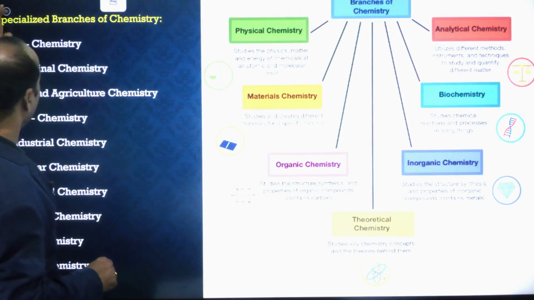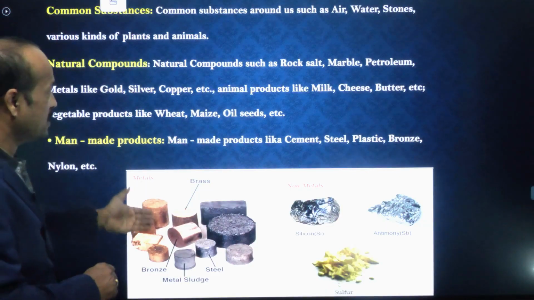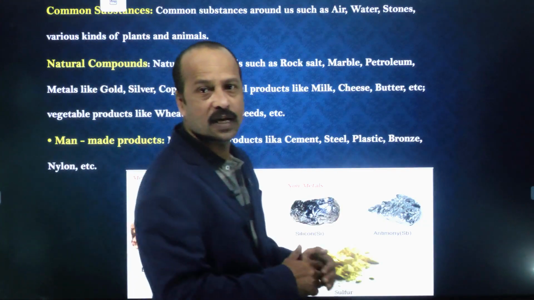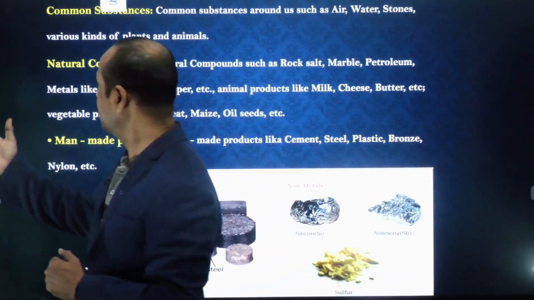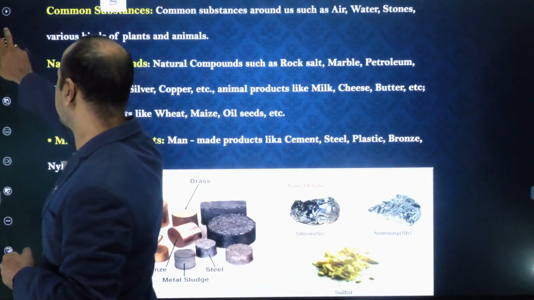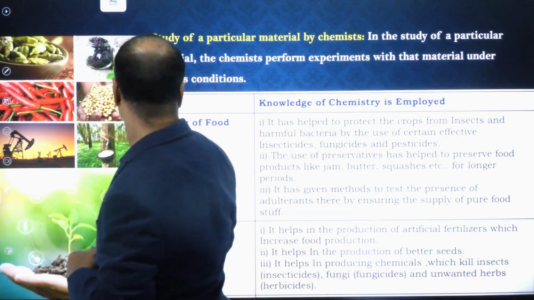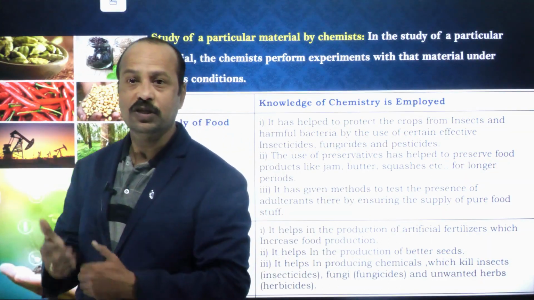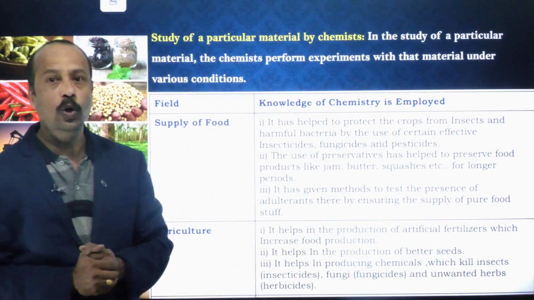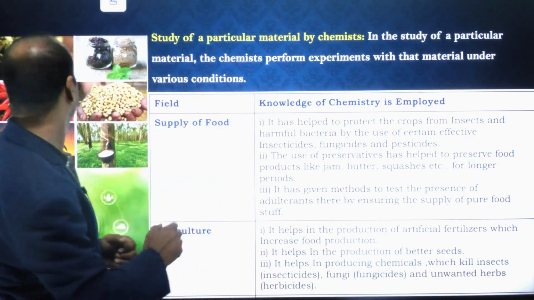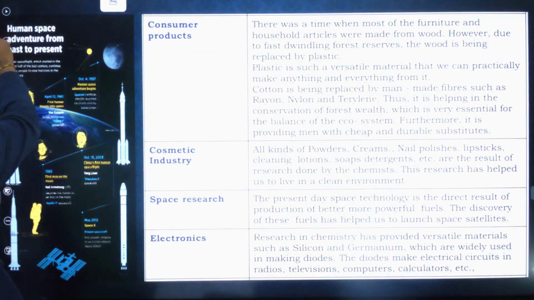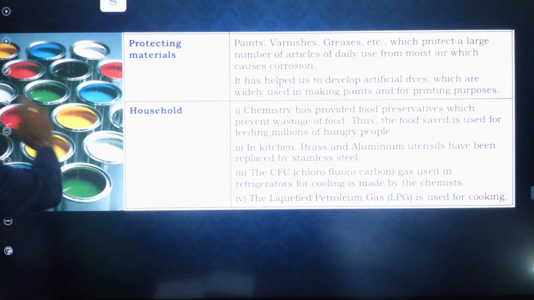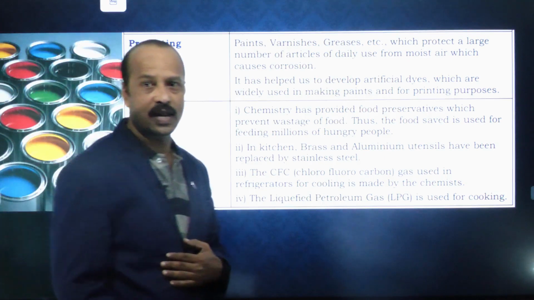And in the next class we also discussed the substances, like common substances, natural substances, and man-made substances, right? And then chemistry, where it is useful to us, this also we discussed in the previous classes. So here you see, all the things discussed, right? Till here we discussed in the last class.